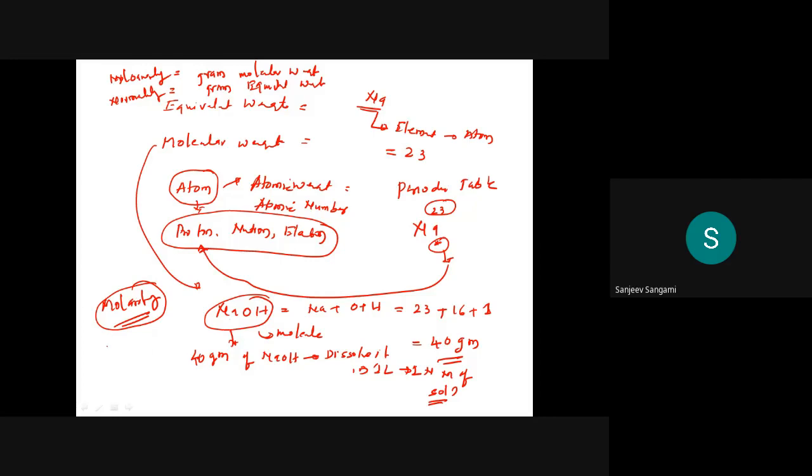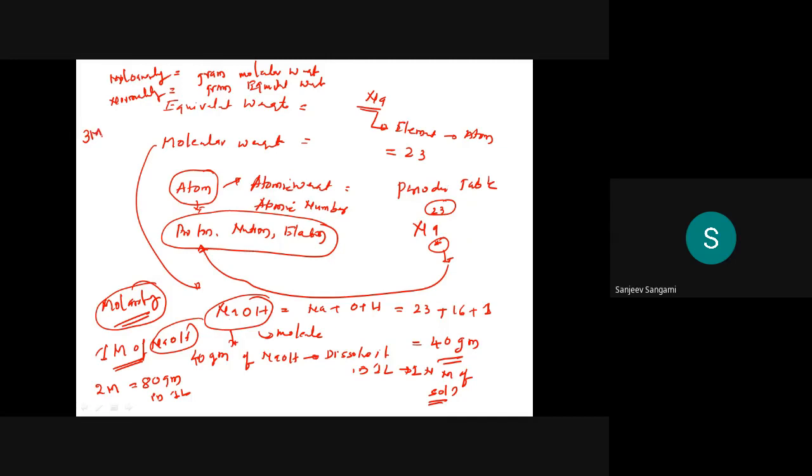Whenever you are calculating molarity, if I tell you to prepare a 1 molar solution of NaOH, first calculate the molecular weight of NaOH. It will always be that much in grams, the gram molecular weight. If you weigh that much in a weighing balance and dissolve it in 1 liter of distilled water, you will get a 1 molar solution. Suppose I want to prepare 2 molar NaOH, then I have to add 80 grams in 1 liter, not in 2 liters. Very important. Add 80 grams in 1 liter and you will get 2 molar.